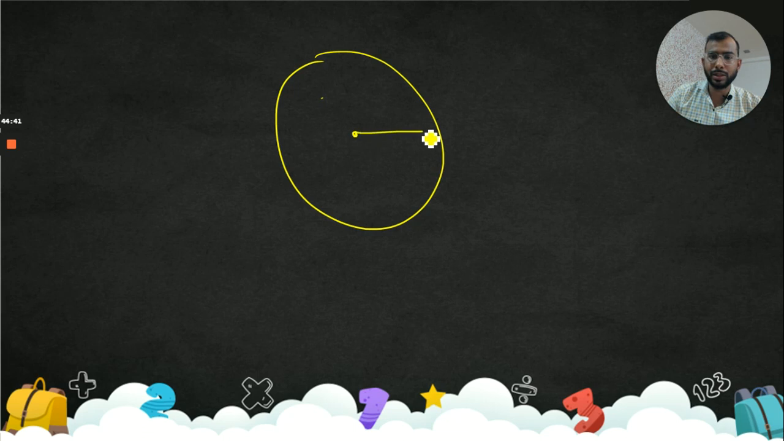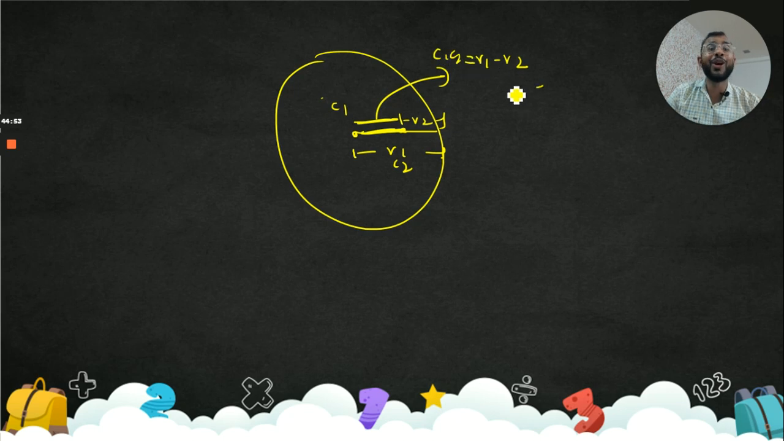Look, this is C1, this is C2, this is the distance. So this is R1 and this is R2. So how much is this distance? R1 minus R2, which is C1 C2.